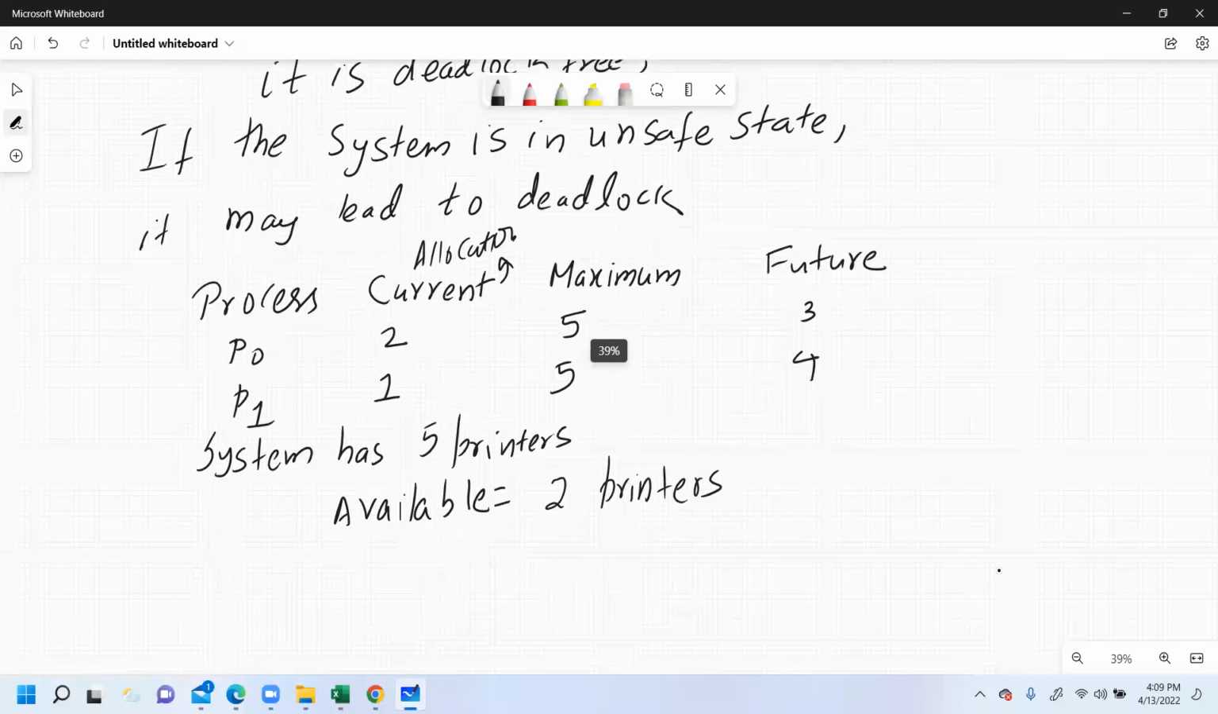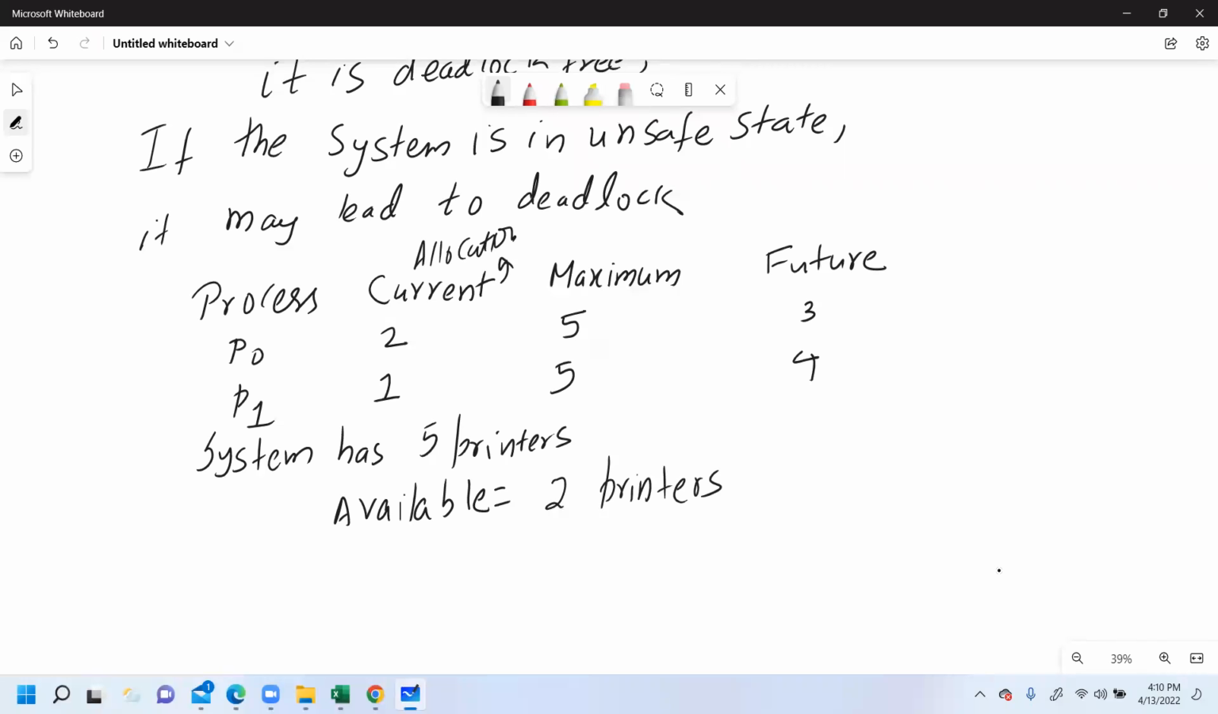And can I say this system is unsafe or safe? Because in the future P0 needs 3 printers. In the future, P1 needs 4 printers. So is this system in a safe state or an unsafe state? Yes, the system is in an unsafe state, right? It is unsafe because in the future I need 3 for P0, and for P1 it is 4. Is that right? But it is an unsafe state.